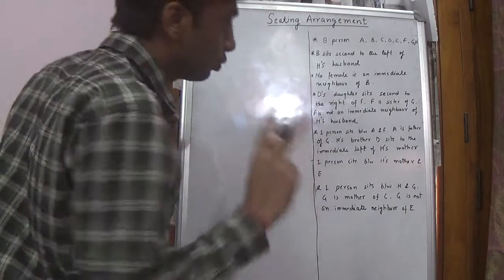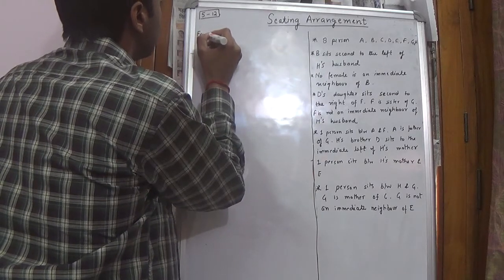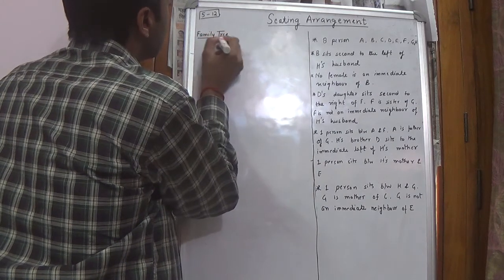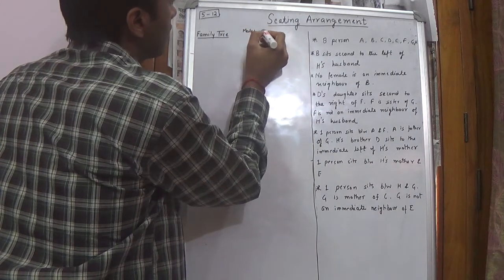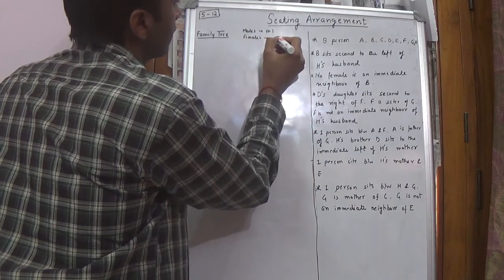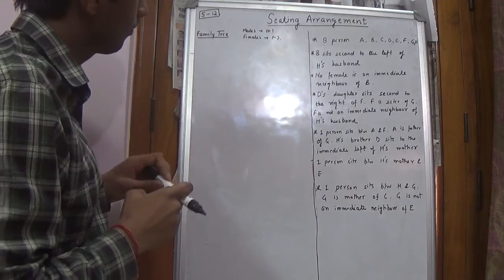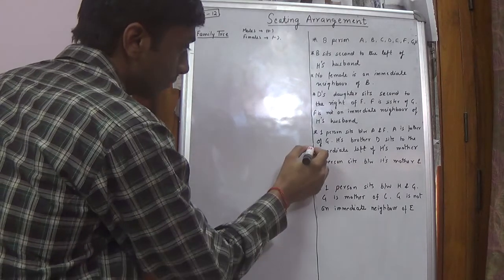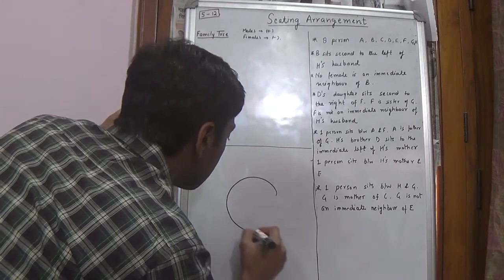So this question has two concepts in it. First is a family tree and second is a circular arrangement. In the family tree we are assuming males as positive, females as negative. So we would draw a family tree and correspondingly we would also draw a circular arrangement.